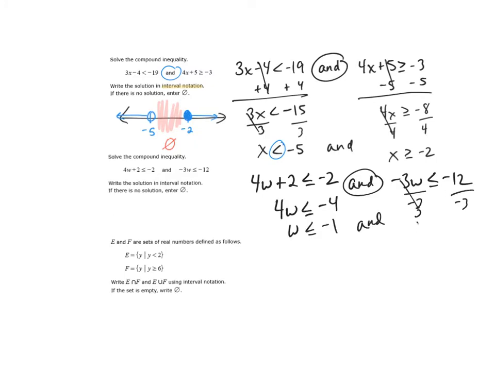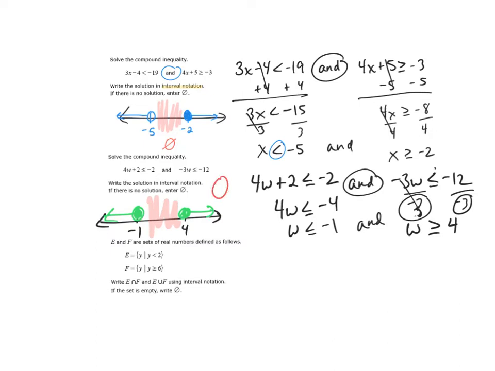Now remember, when you're dividing by a negative, in this case dividing by -3, you're going to switch the sign. So this becomes greater than or equal to. All right, so we're going to graph it again. We've got -1 and we've got 4. So w is less than or equal to -1, it's going to look like this. And then w is greater than or equal to 4. So again, there is no overlap, and the answer is no solution.